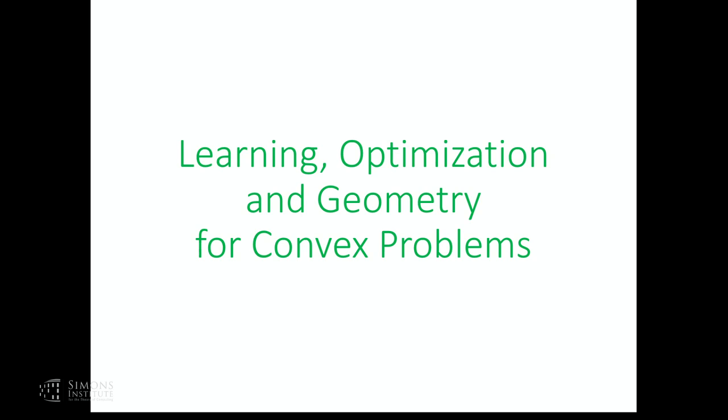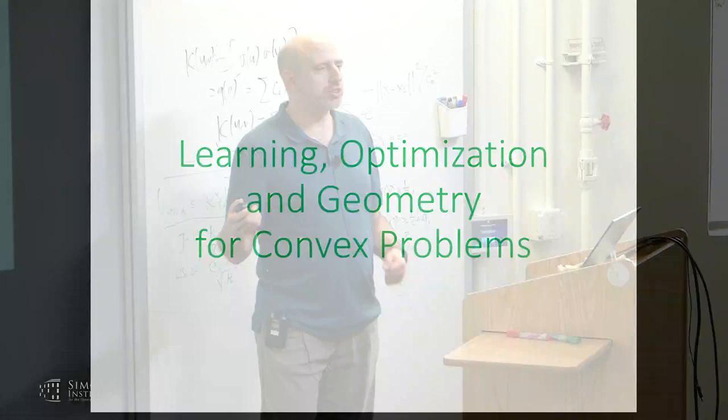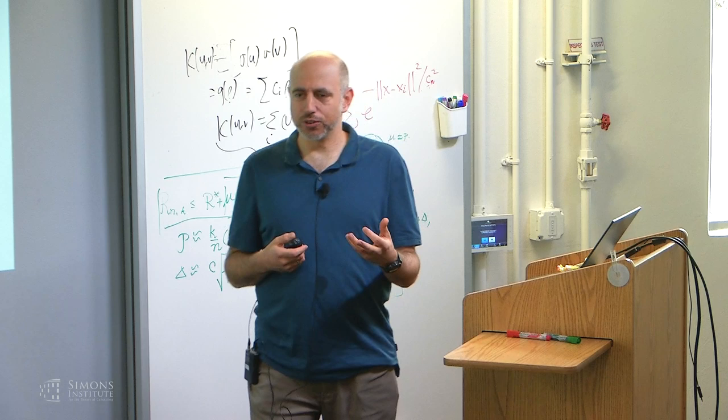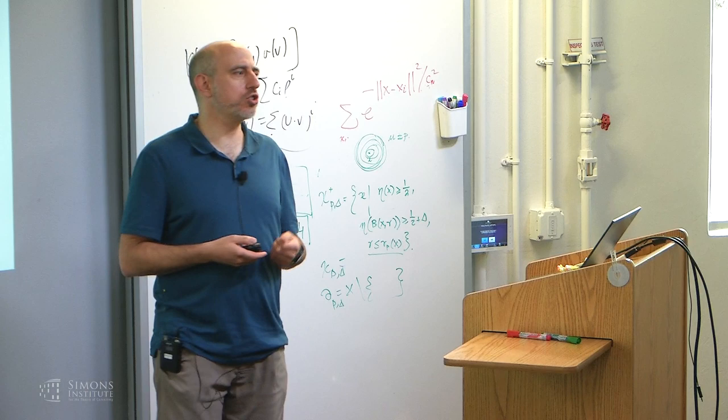convex problems, and understand how we can relate optimization and learning, a deep connection between optimization and learning for convex problems, and the importance of optimization, in particular the geometry. What I'm going to try to emphasize in all this is that what's really important is the geometry of optimization, that your bias comes from the geometry of the optimization, and I'll soon make it clear what I mean.